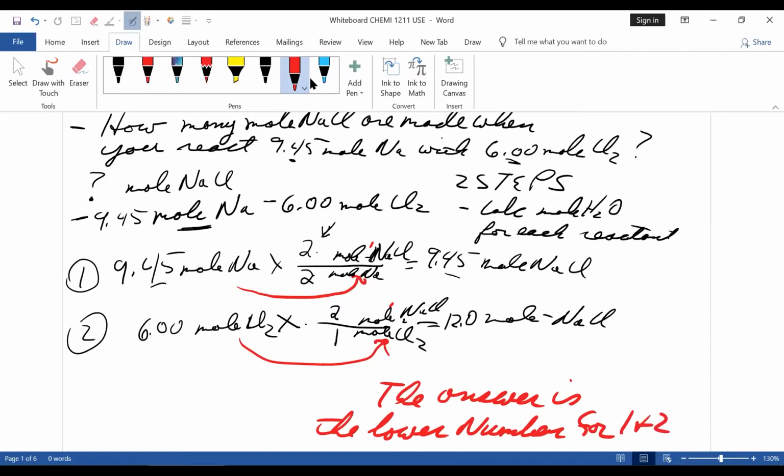Now, for these problems, you look at how much you made of sodium chloride with the sodium, and how much you would make with the chlorine. And the lower number would be your answer. There's another way of doing this, but I found this is the easiest way for students to do it. And that's how you do it.